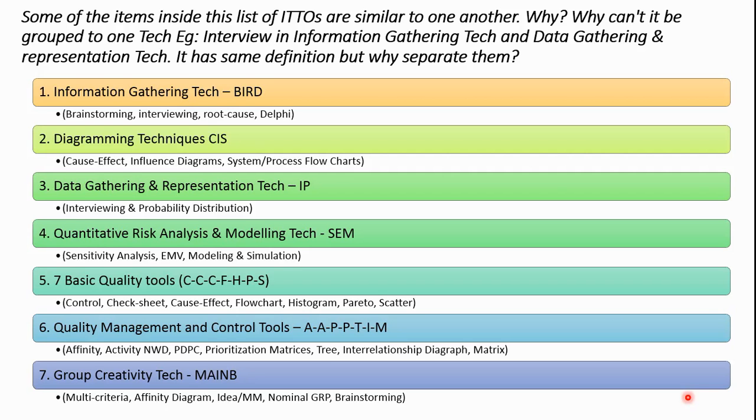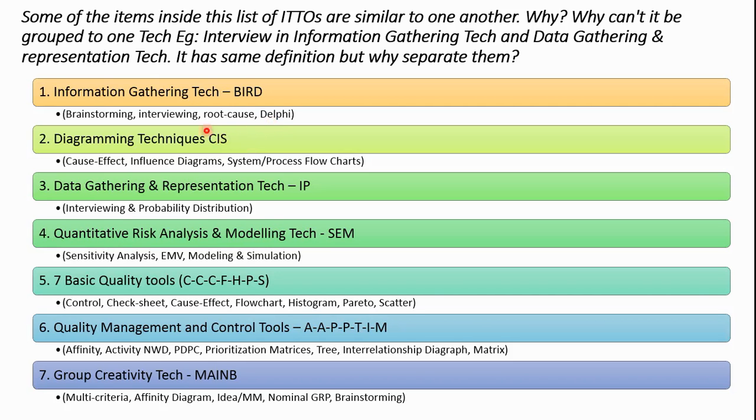It could frustrate you, but here's the good news. Don't let it frustrate you. What you need to do, as I showed you in the case of BIRD, is try and anchor it back to what is being done. Diagramming techniques and information gathering techniques are used to better understand risks that could impact the project. Why do we use Delphi? Because we don't want biases. Oh, that's why it's in there.